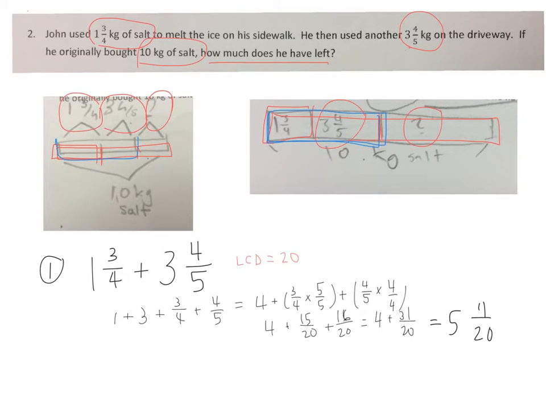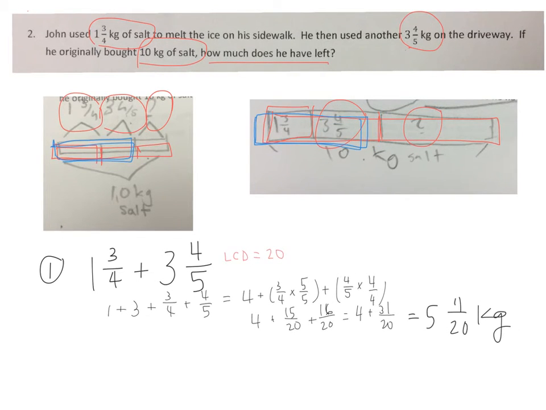So far we've calculated how much salt John has used up altogether. But what's the question asking, Danielle? How much does he have? Yeah, so now that I know he's used up 5 11/20 kilograms altogether, how can I figure out how much he has left? How might I figure out how much he has left? Lakshan?